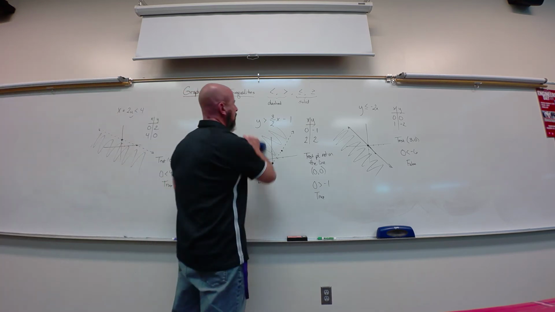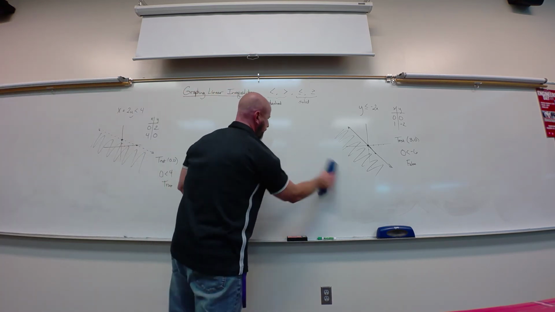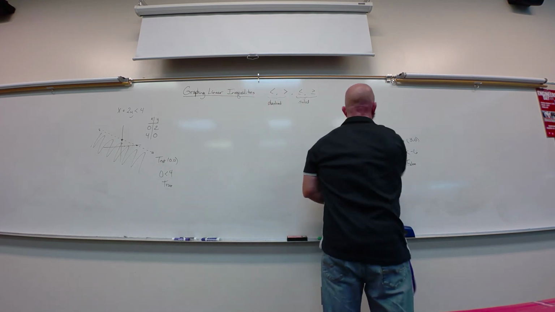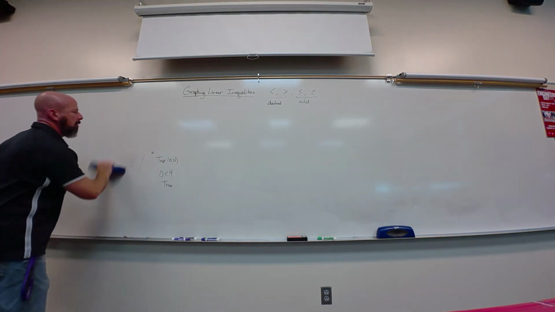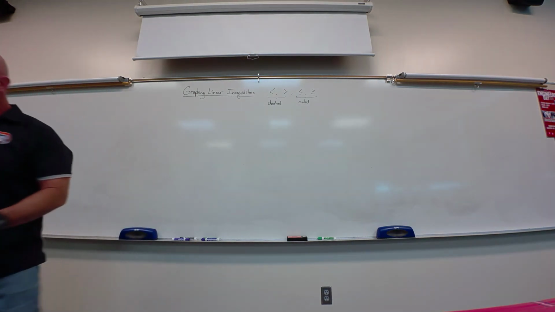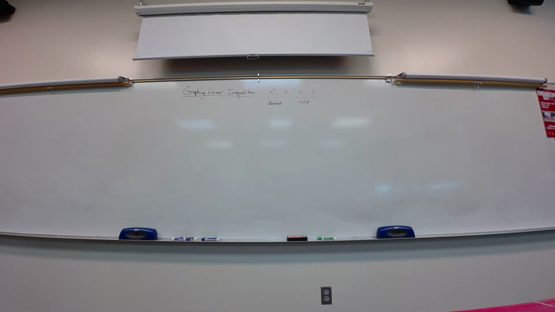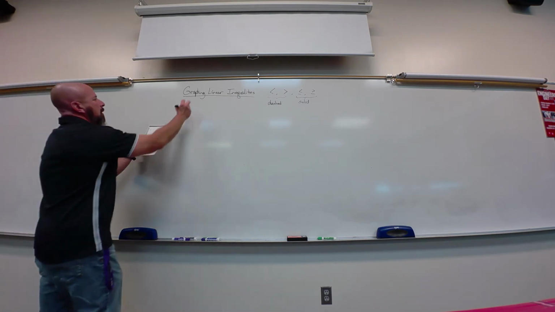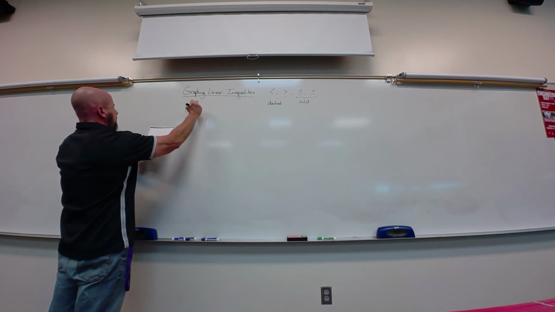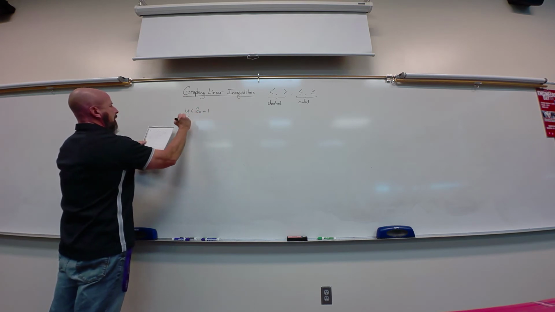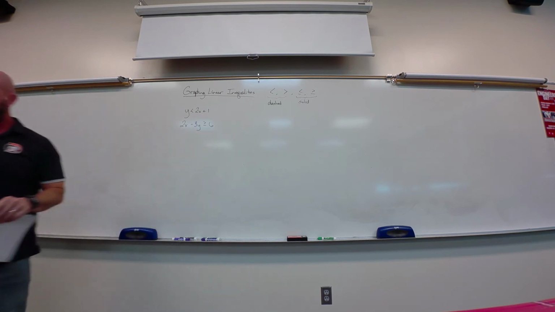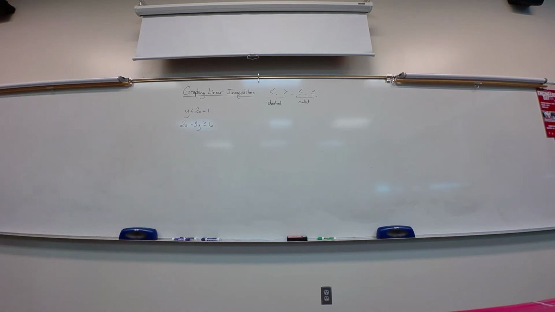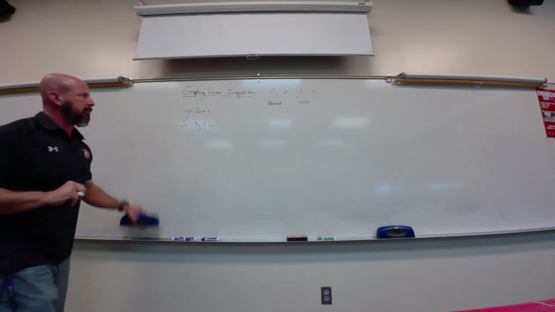Now let's take a look at one that's a combination of two. Let's say I want the solution set for y is less than 2x plus 1 and 2x minus 3y is greater than or equal to 6. So I want the solution set. I want to know the region that satisfies both of those.